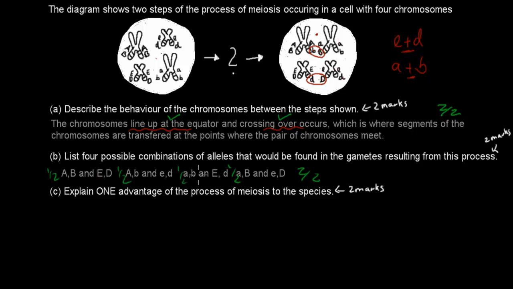Again, if you didn't have these combinations, but just different combinations that were possible, you would also get your marks. These are not the only possible combinations, but just 4 of the possible combinations.